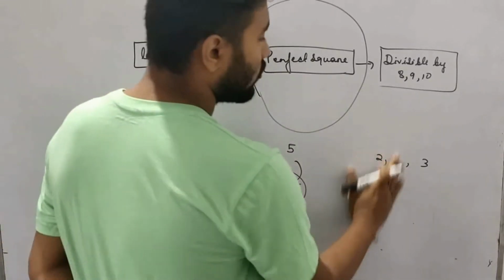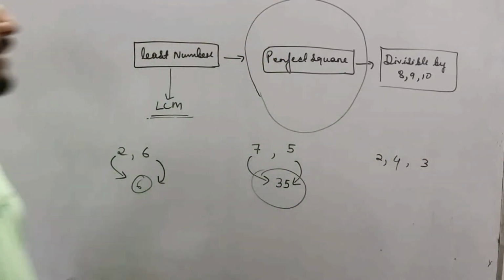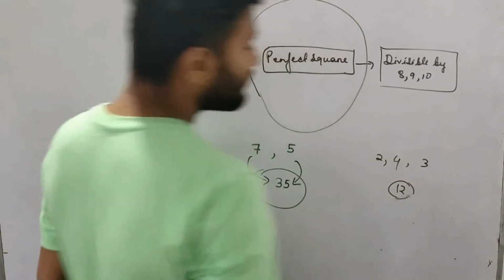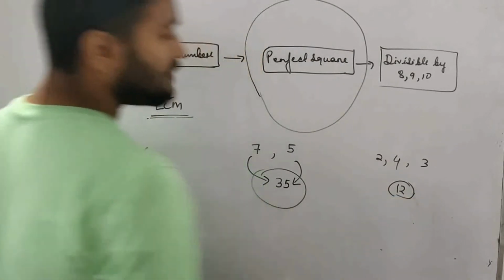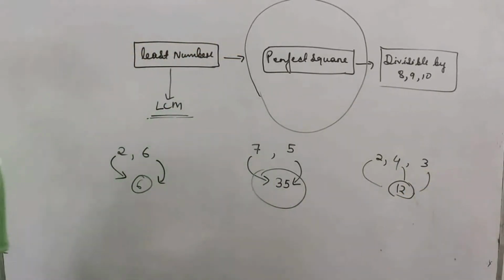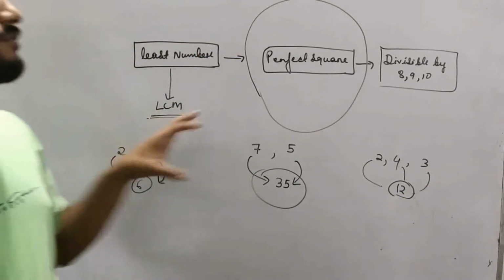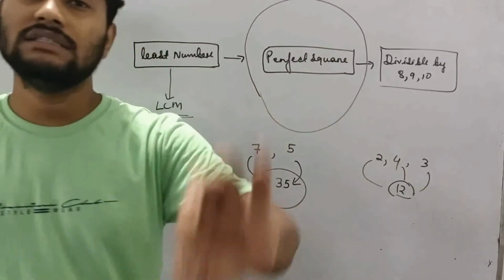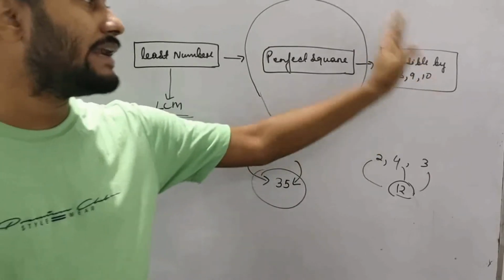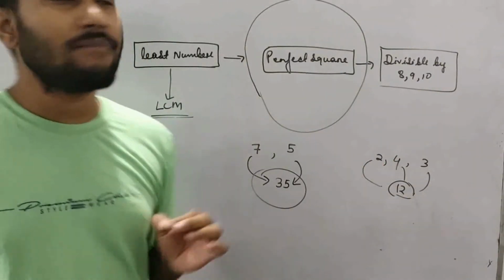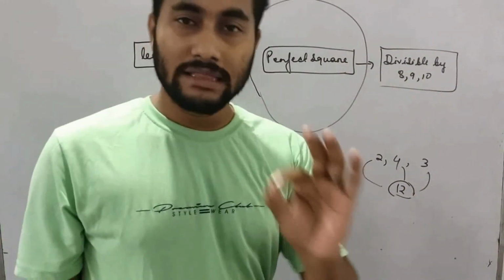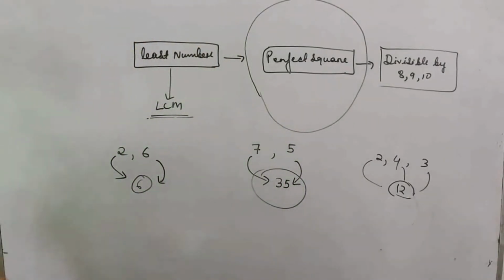Understood? Or if I give over here 4, so what is the least number? Obviously 12 this time, isn't it? So the LCM this time is 12, because 2 times 6 is 12, 4 times 3 is 12 and 3 times 4 is 12. Understood? So least number here means LCM. Means you have to find the LCM of 8, 9 and 10. 8 will be divisible by that number, 9 will be divisible by that number, 10 will also be divisible by that number. Understood or not?